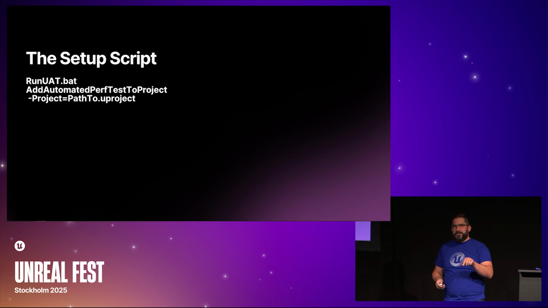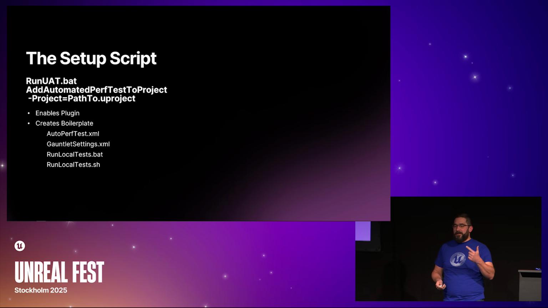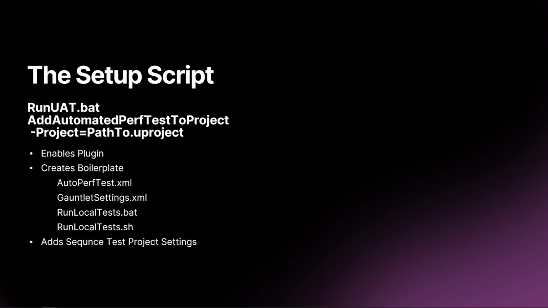Do make sure that everything's already checked out, default engine INI and U project. But once it runs, it's going to, of course, enable the plugin. It's going to create the 4 boilerplate scripts that we need, which are the build graph, the gauntlet settings XML, and the batch file and shell scripts so you can run things locally. And it's going to add a dummy sequence to your project settings.